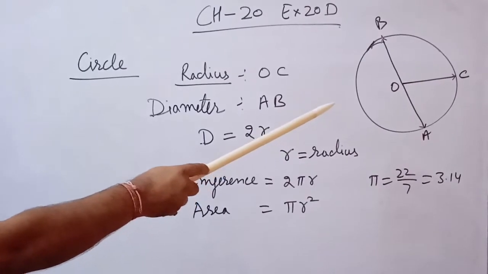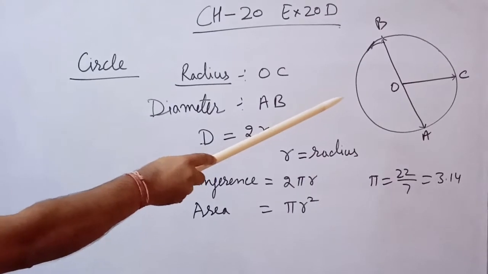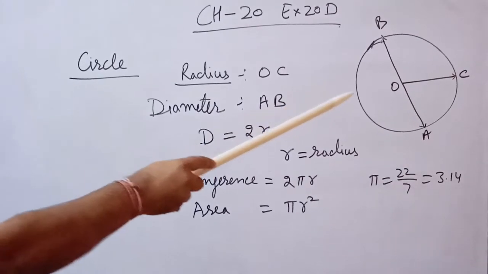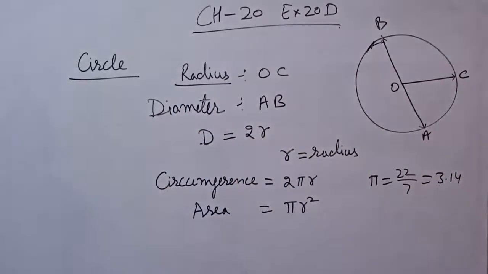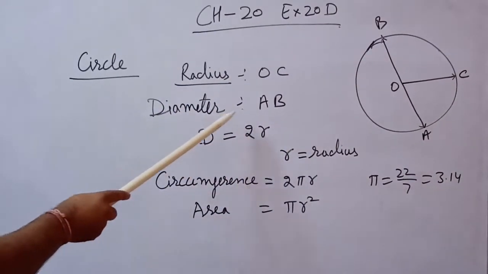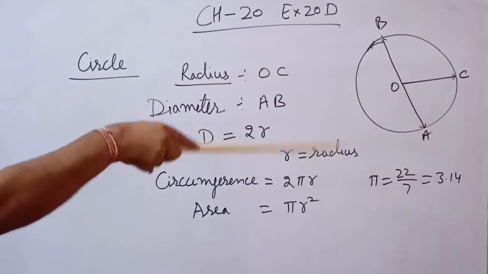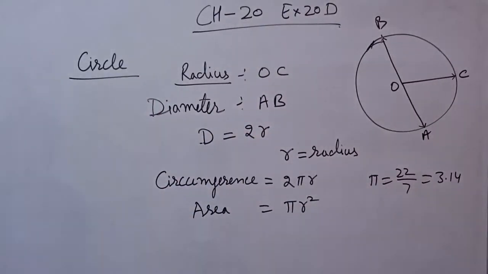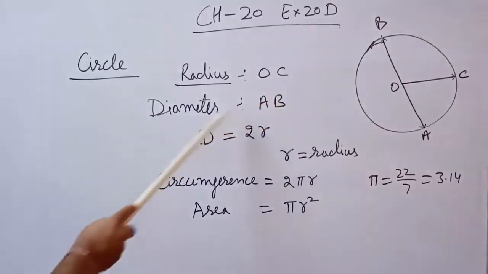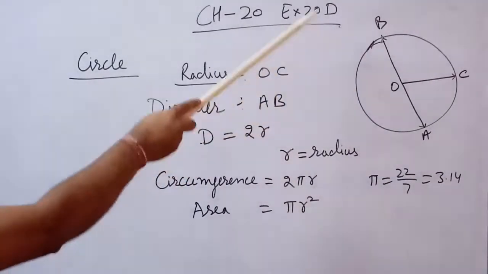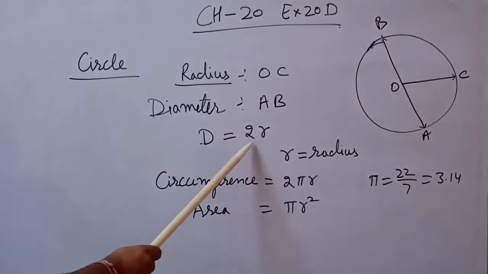Now, more about the circle is the radius of the circle. Here is OC, the distance between the center and the point on the circumference is known as the radius. And what about the diameter? The line joining any two points on the circumference that passes through the center is known as the diameter. So here AB is the diameter, and the diameter will always be equal to 2r.